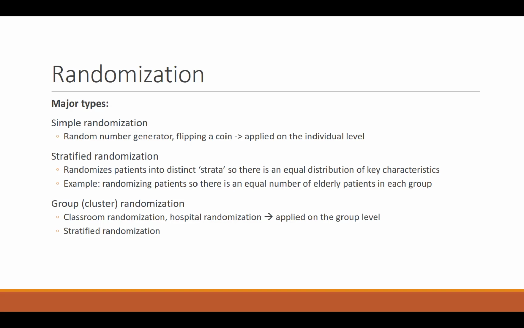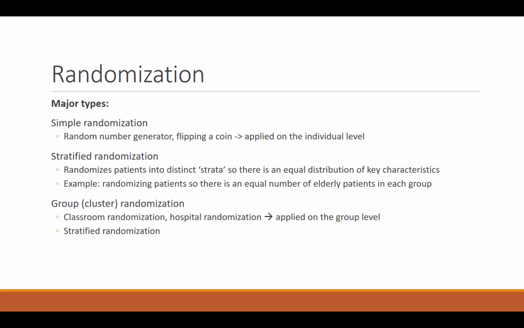You can do stratified randomization, which randomizes patients into distinct strata so that there's an equal distribution of key characteristics. An example of this would be randomizing patients so that there's an equal number of elderly patients in two groups. So you might have two different groups, but then you have old and young, and you have an old person. So you say, okay, you go into this group, and the next old person will go into the other group, and so forth. And then the young people are randomized in the same way, so that in the end, your age groups are balanced.